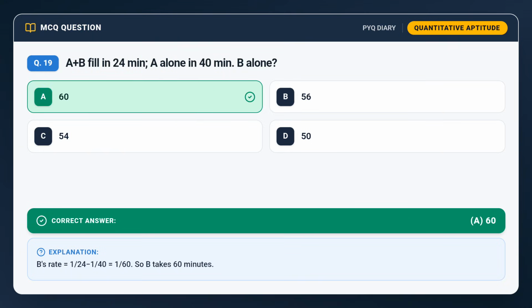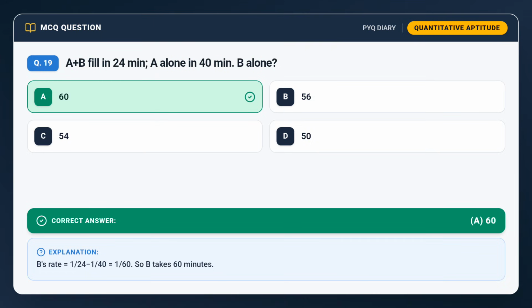Question number 19. Pipes A and B together can fill a tank in 24 minutes, while pipe A alone can fill it in 40 minutes. In how many minutes can pipe B alone fill the tank? Your options are A. 60, B. 56, C. 54, and D. 50. The correct answer is A.